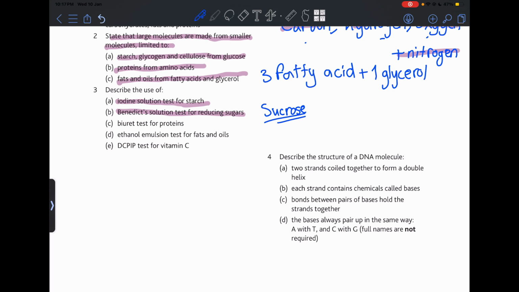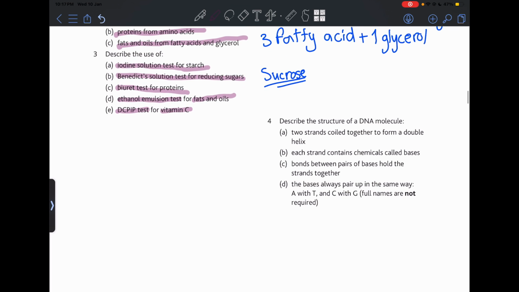Biuret test is used for protein testing. If you want to test for fats and oils, you can use the ethanol emulsion test. And if you want to test for vitamin C, you have to use the DCPIP test. You also have to know the colors. If there is protein, then the color will change from blue to purple, for example. You have to know all of these colors.